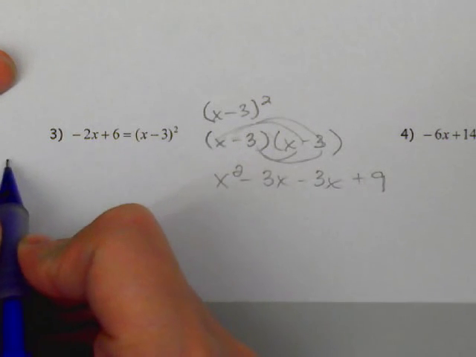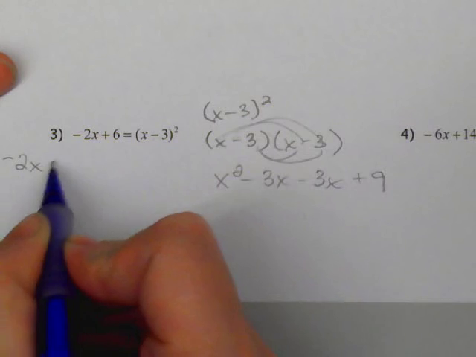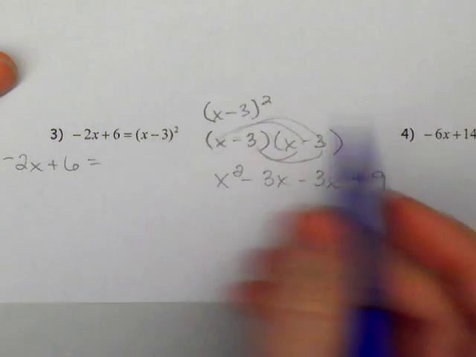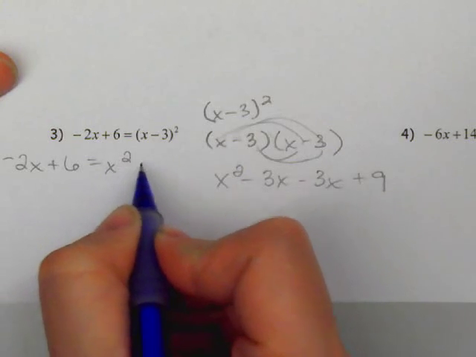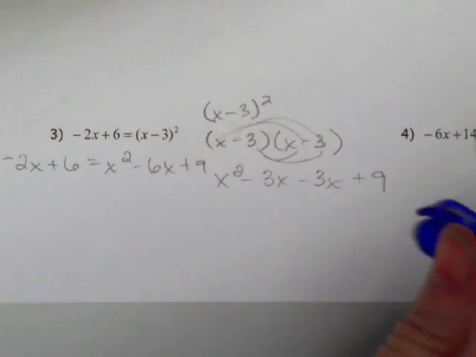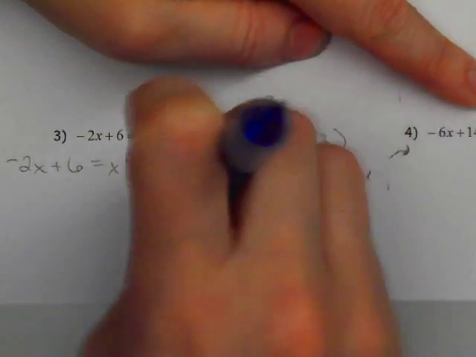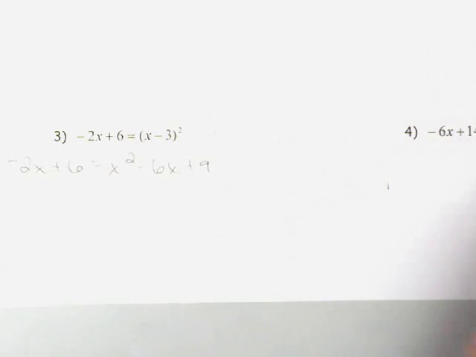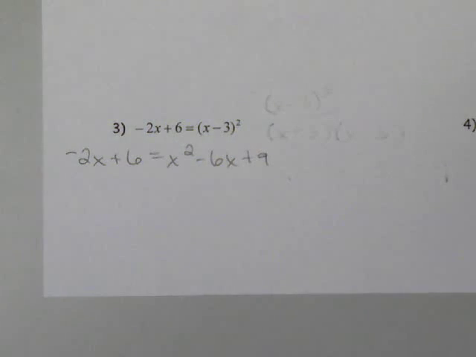So we're going to write this. We have our negative 2x plus 6 on our left side of the equation. That's going to stay the same. And then we're going to rewrite the other side as x squared minus 6x plus 9. And I'm going to erase this part so it doesn't get super confusing. So now I have a quadratic equaling a linear.